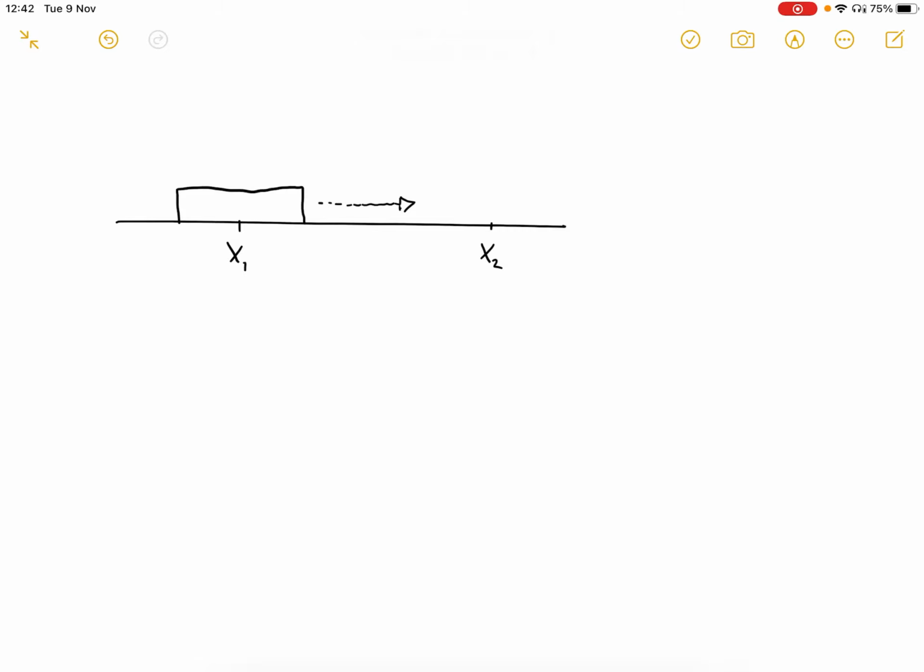Okay, so the question we're asking here is, what is the work energy theorem in Newtonian mechanics? To explain, we're going to start off with a block on a level surface, and at some point that I've labeled x1 here, it's going to have a velocity v1, and at x2 it's going to have a velocity v2. So we have an object that's moved from one point to the other, and it has a different velocity at each point.